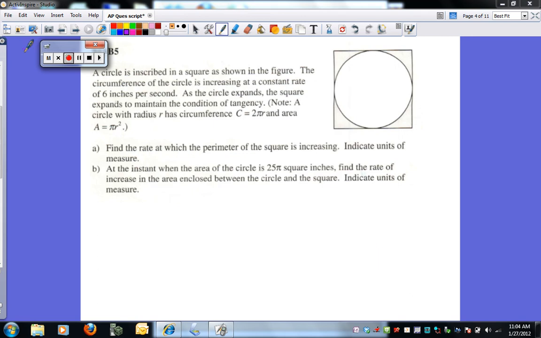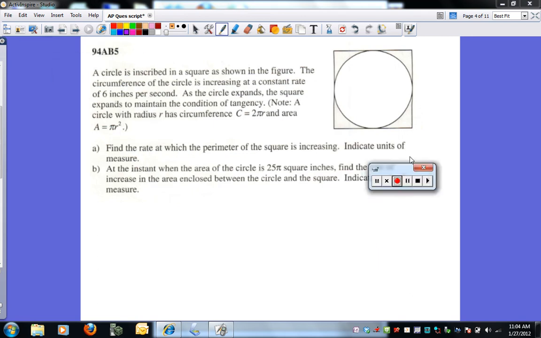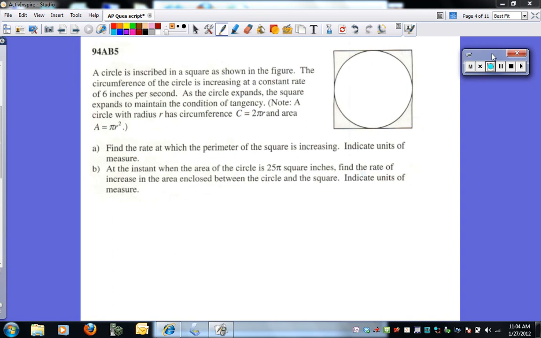Hey everyone, we're back with 1994 AB5, and we're going to be solving this problem again. Don't forget to use these videos as a way to check your work and not necessarily learn from the videos, but maybe to assess whether or not you're understanding it, maybe get a hint, and move on.